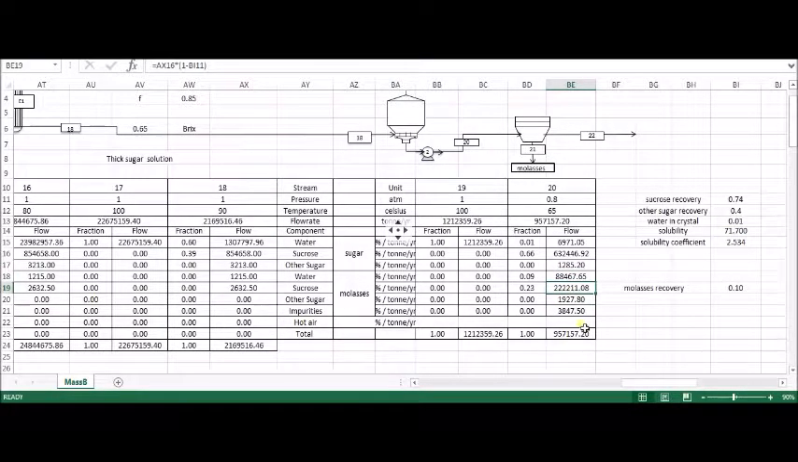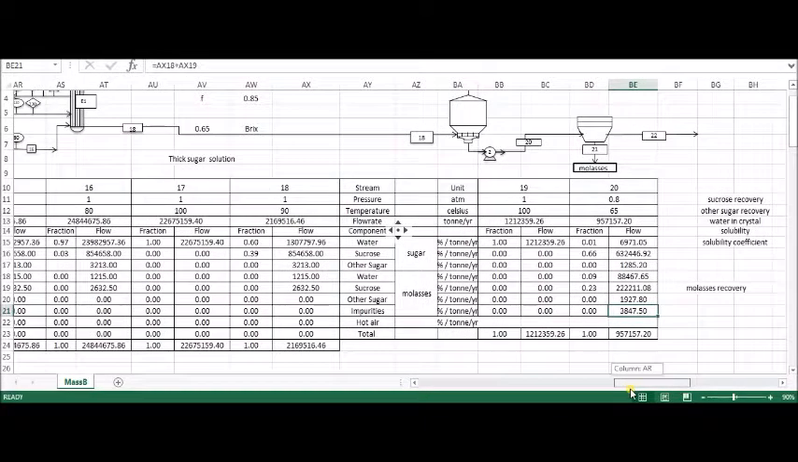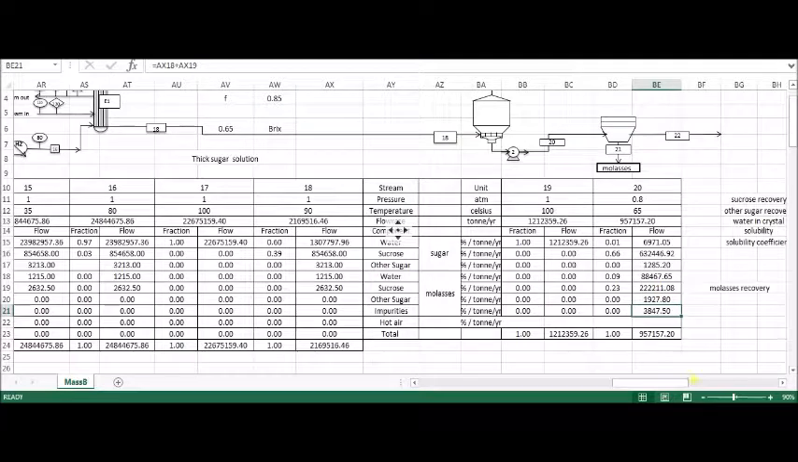And the impurities we just added up from the previous stream from the filter, and we just added up into the impurities. Next we'll move on to the separator.